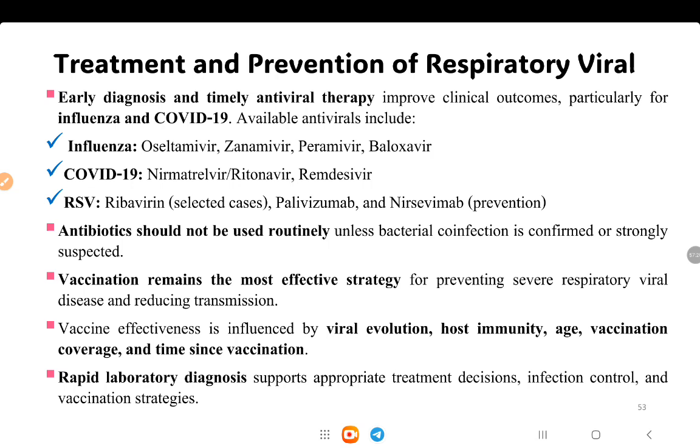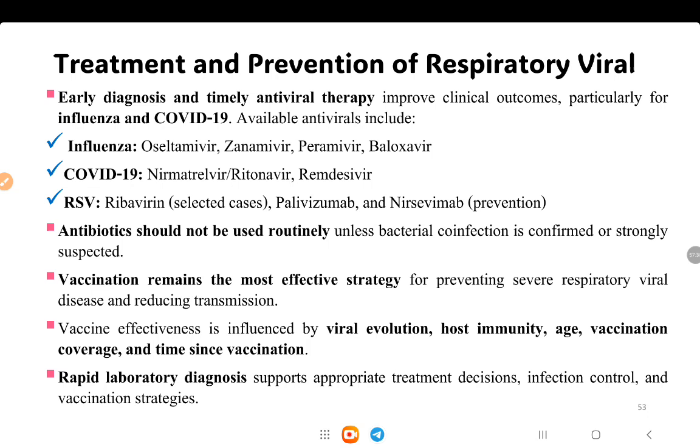remdesivir and ritonavir. For respiratory syncytial virus we can use ribavirin. Antibiotics should not be used for routine treatment unless bacterial co-infection is confirmed.